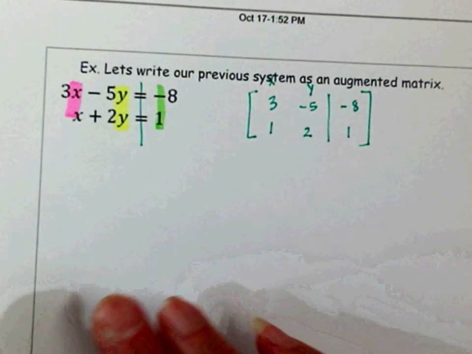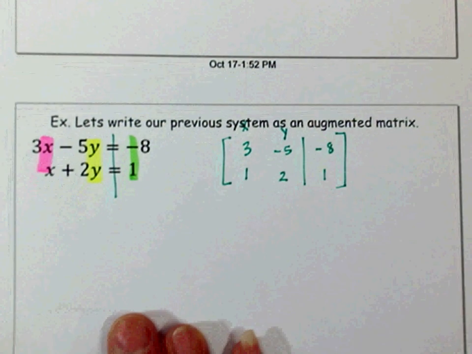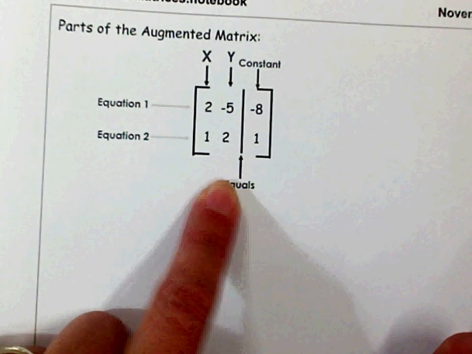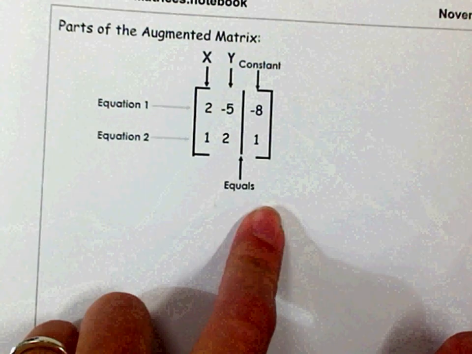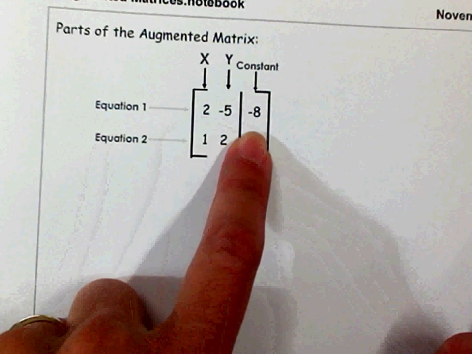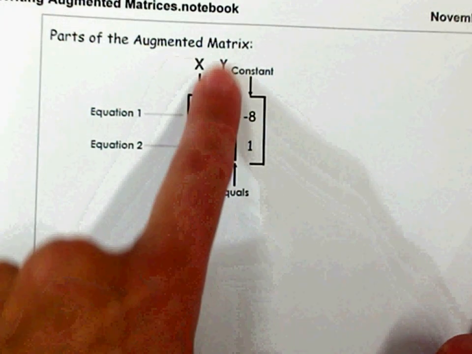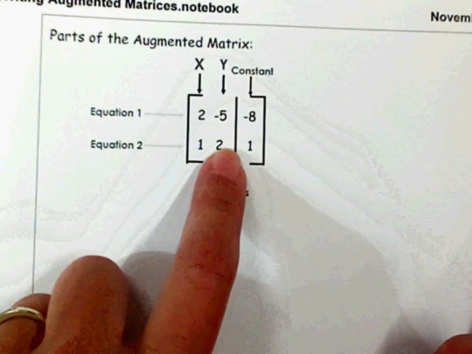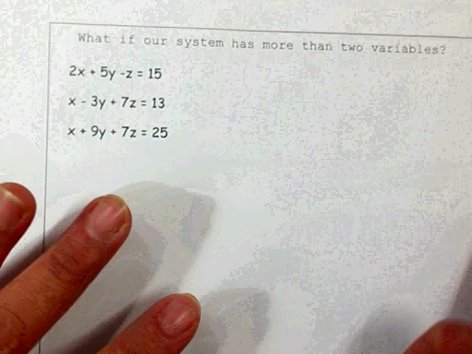Okay. All right, that's all I want you guys to do today. Next one. So here's your part, what we just did a while ago. Did you guys see it? There's your x, there's your y, there's your constant. There's your equal sign. Equation 1, equation 2. Keep them the same. This is 2x minus 5y equals negative 8. 1x plus 2y equals 1. Okay? So let's look at this one right here so you guys can write it.